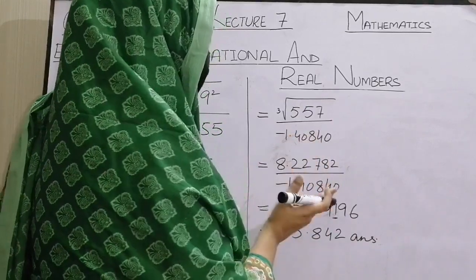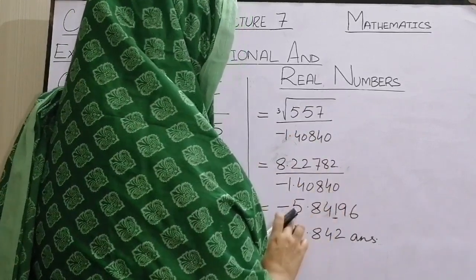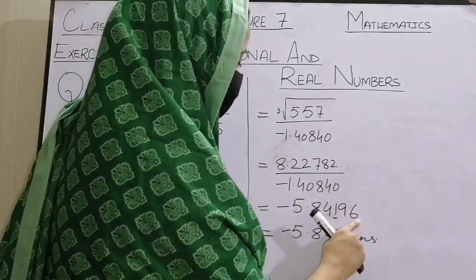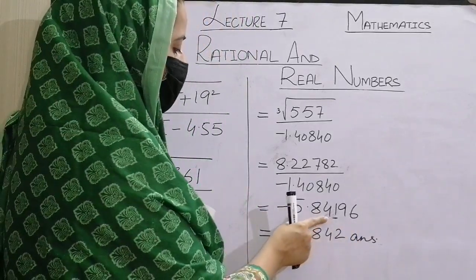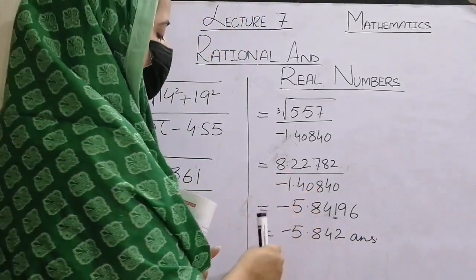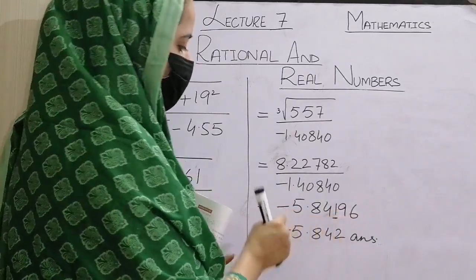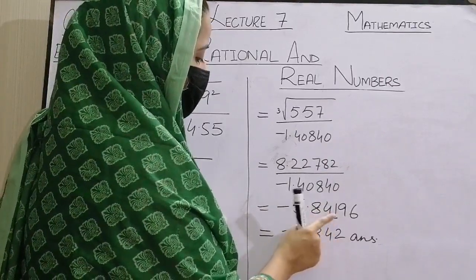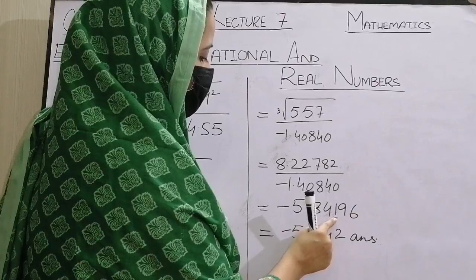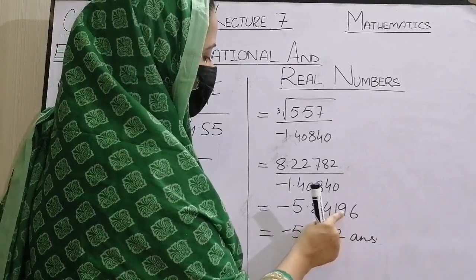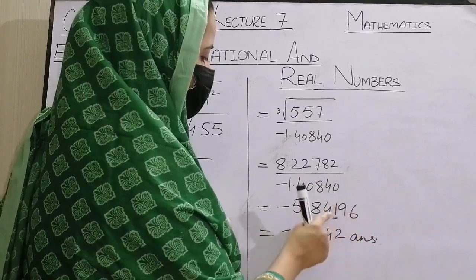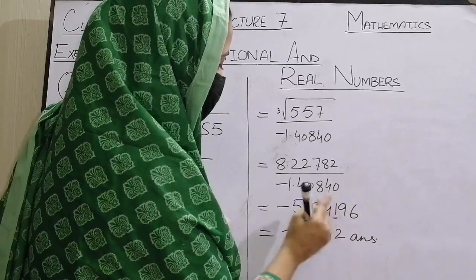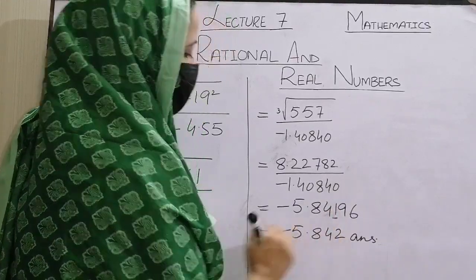This denominator comes as it is. Divide these two numbers. Minus 5.84196. I have written 5 numbers after the decimal because we have to correct this answer up to 3 decimal places. Correcting this up to 3 decimal places means underline the third number, 1, 2, 3. This is the third number. Underline it. The number next to it is 9, which is bigger than 5. So add 1 into the number which is being underlined. So 1 plus 1 is 2. Minus 5.842 is our answer.